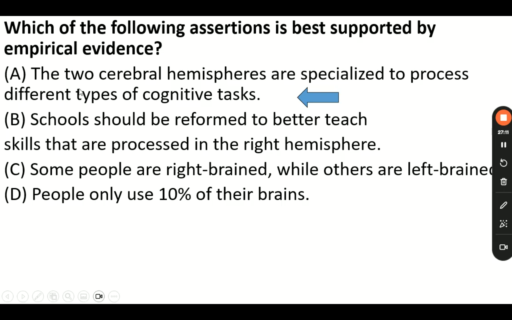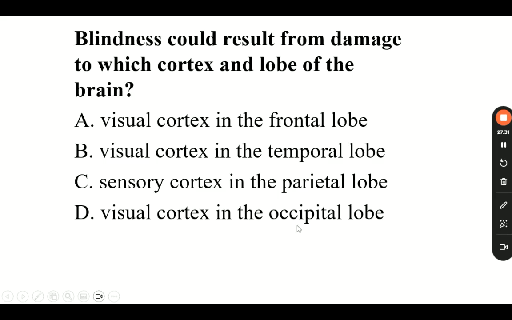We know based on using an fMRI that your left brain does certain things and your right brain does other things. We can tell that by using an fMRI. But all this other stuff, those are myths. Those are all myths. All right. Blindness could result from damage to which cortex and lobe of the brain? The answer is occipital lobe. Occipital lobe. Moving right along.